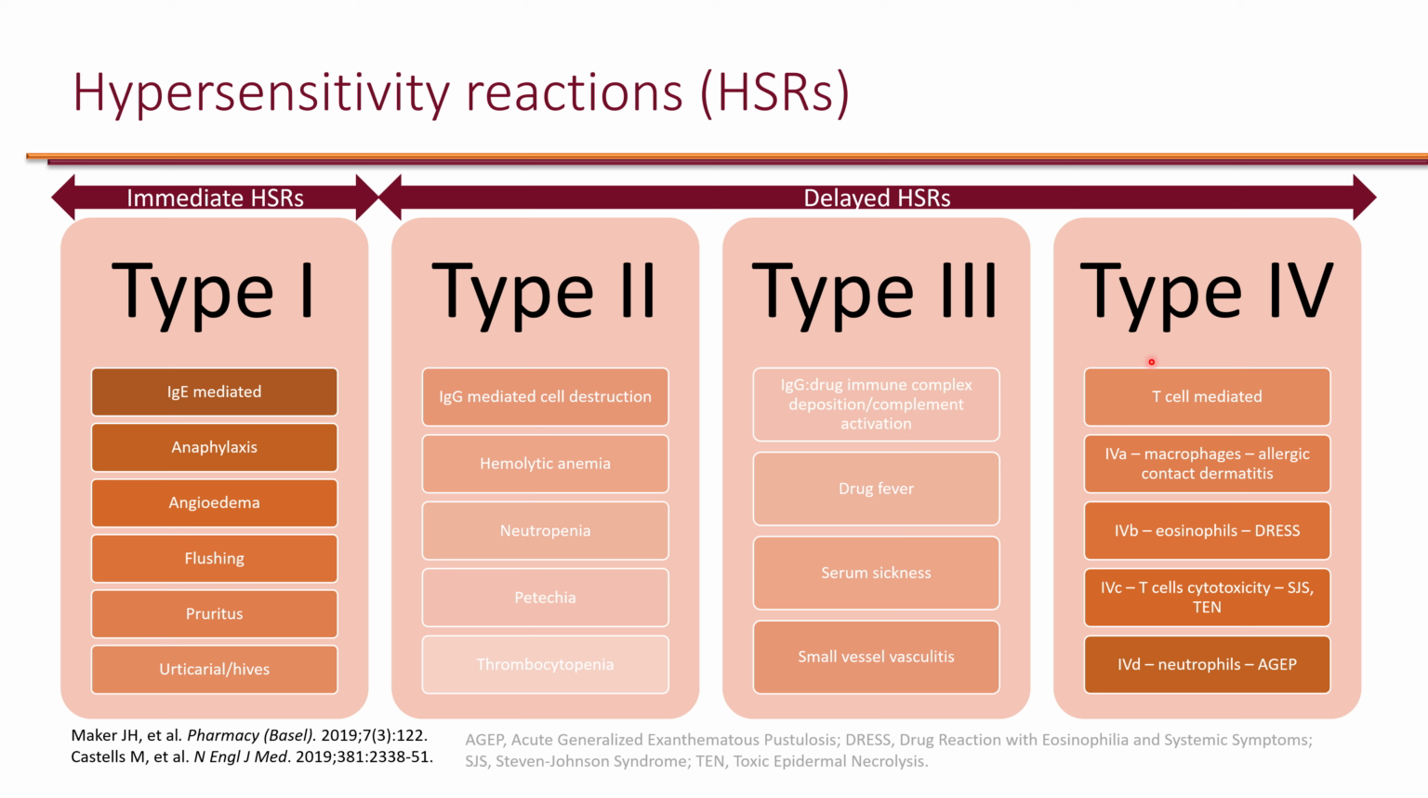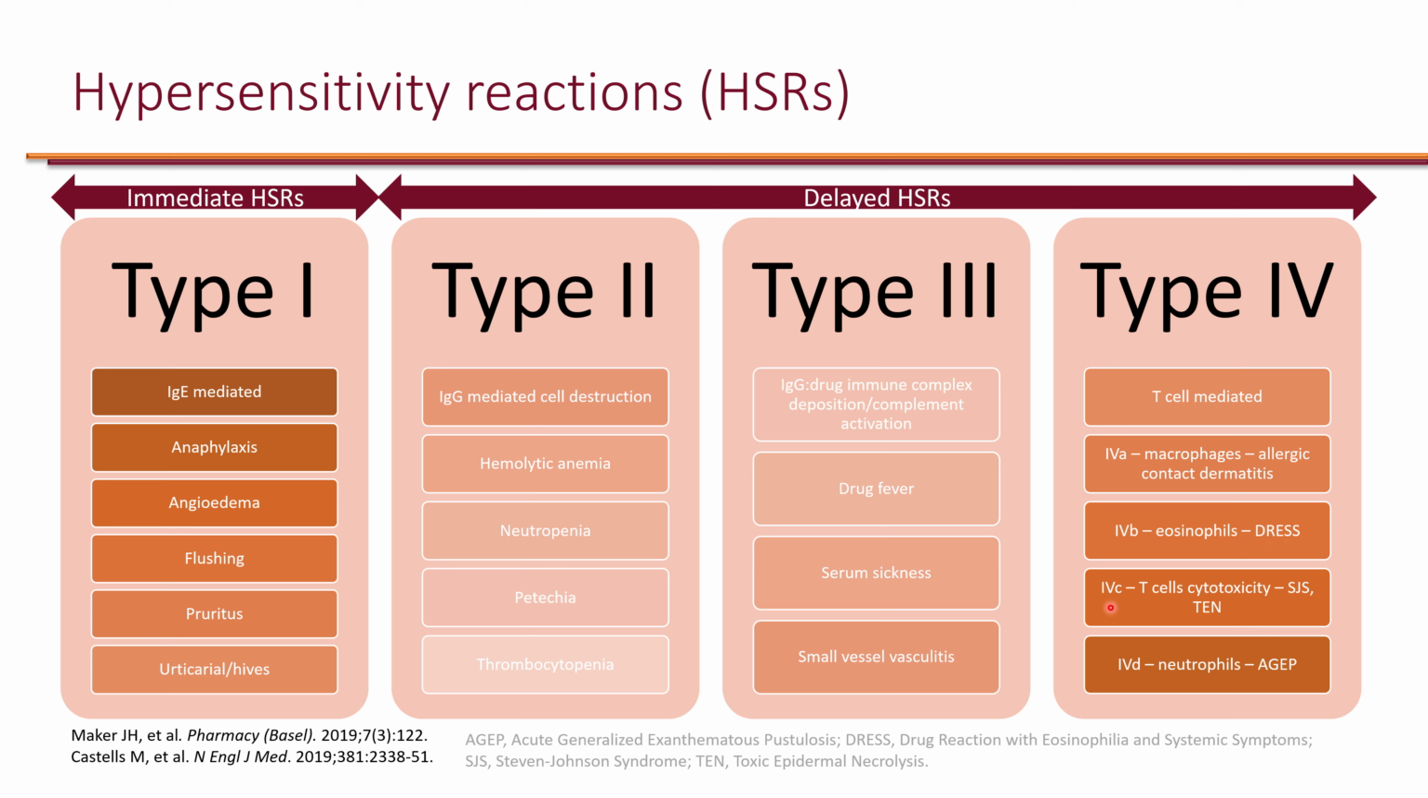And last but not least, type 4 hypersensitivity reaction is T-cell mediated. And T-cell mediated reactions can be extremely severe. And because of that, we have actually broken type 4 into subtypes. So subtype 4A, B, C, and D. Type 4A specifically involves macrophages. And this is things like allergic contact dermatitis. And then for type 4B, which involves eosinophils, it can be things like DRESS, so that is drug reaction with eosinophilia and systemic symptoms.